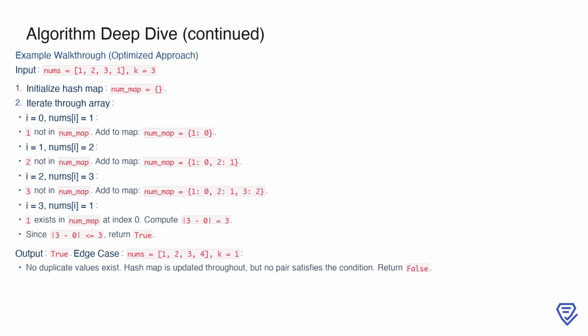For another case, if nums = [1, 2, 3, 4], and k = 1, there are no duplicate values, so the hash map is updated throughout, but no valid pair is found, and we return false.